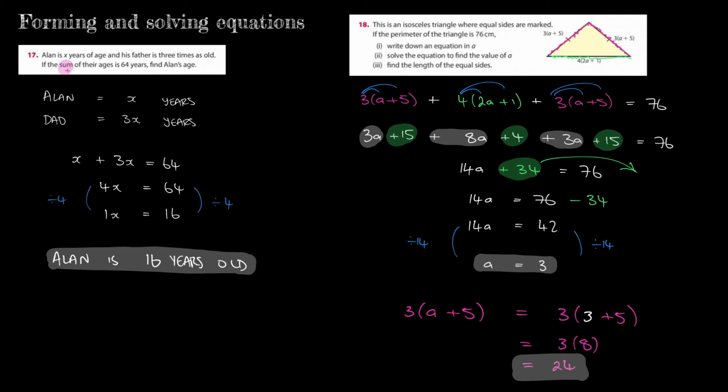Okay. So we'll just continue on to the last question in that exercise, which was question 19. So we're still on forming and solving equations, and we'll get this question solved now. Jack is 7 years older than Conor. If Jack's age is x years, what is Conor's age?